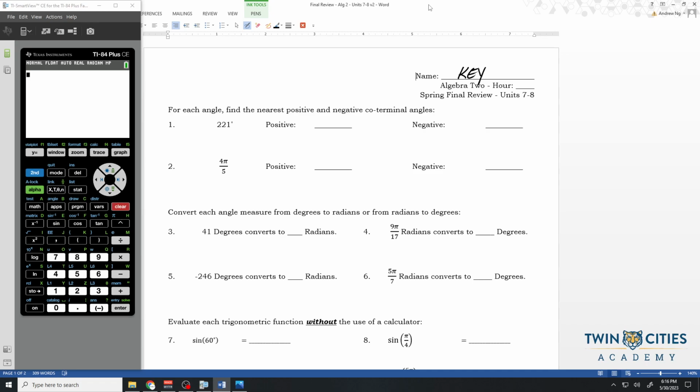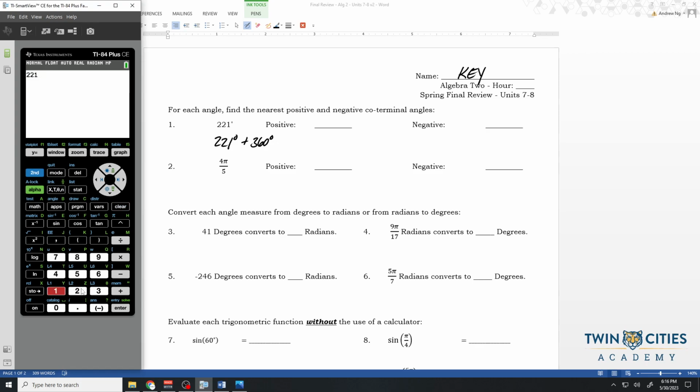Let's begin. For numbers 1 and 2, for each angle, find the nearest positive and negative coterminal angles. What that means is I want to find an angle that starts and ends at the same spot that 221 degrees does. Meaning, I'll be adding and subtracting a full circle in order to find another angle that ends at the same location. So in degrees, for 221 degrees, I'm going to be adding 360 degrees.